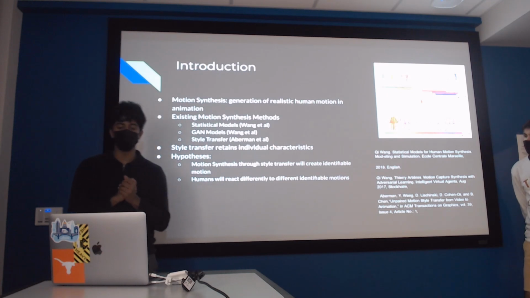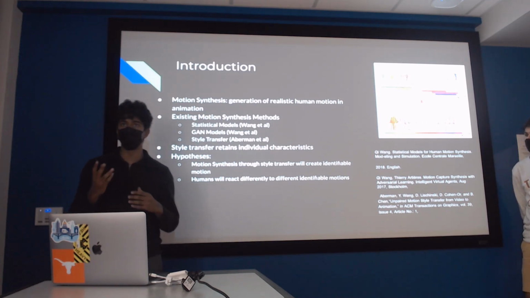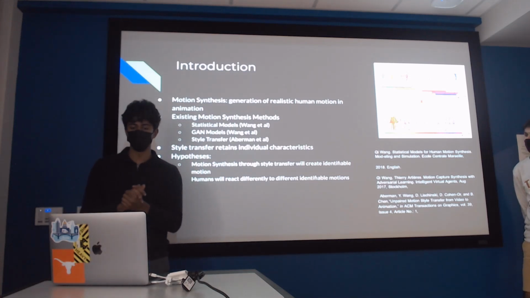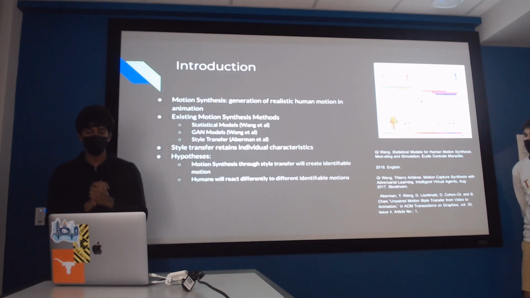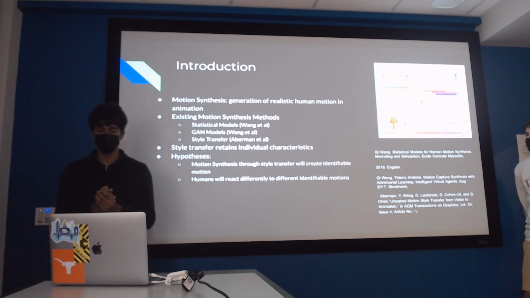And so we have a couple of hypotheses regarding style transfer. We believe that motion synthesis through style transfer creates identifiable motion, meaning that if I pass a certain style into the style model, we should be able to identify which style was used to create that. And humans will react differently to different styles of characters.